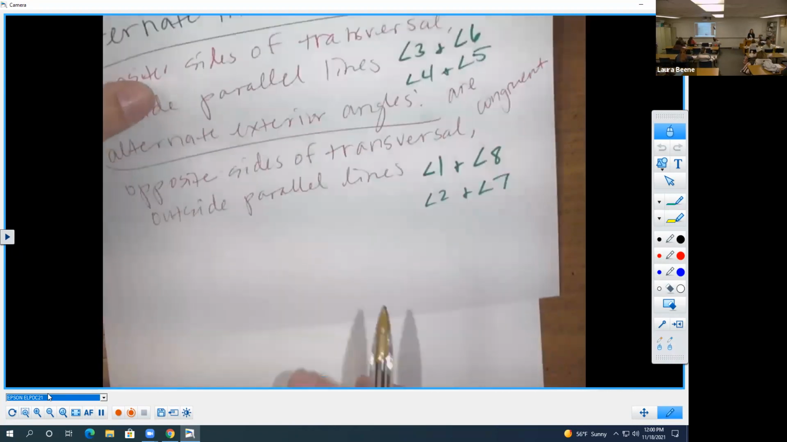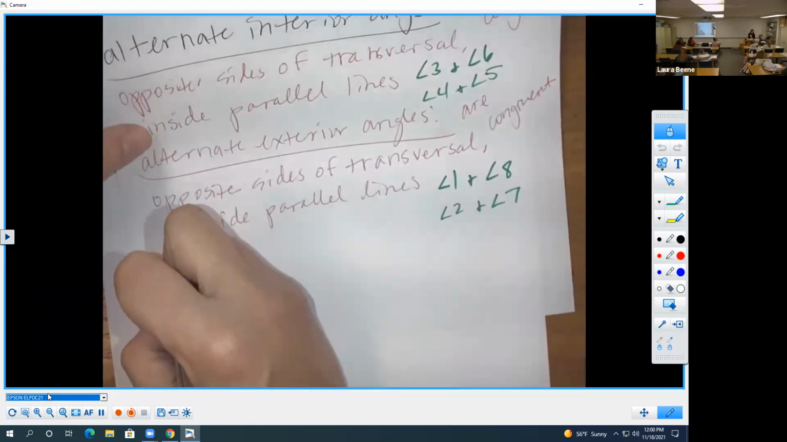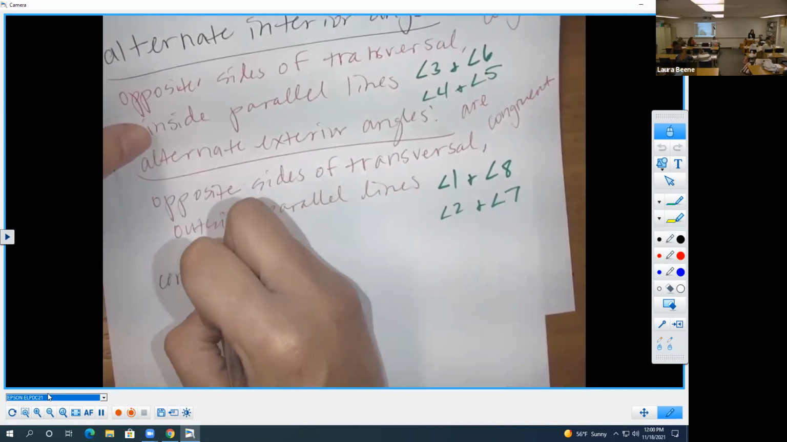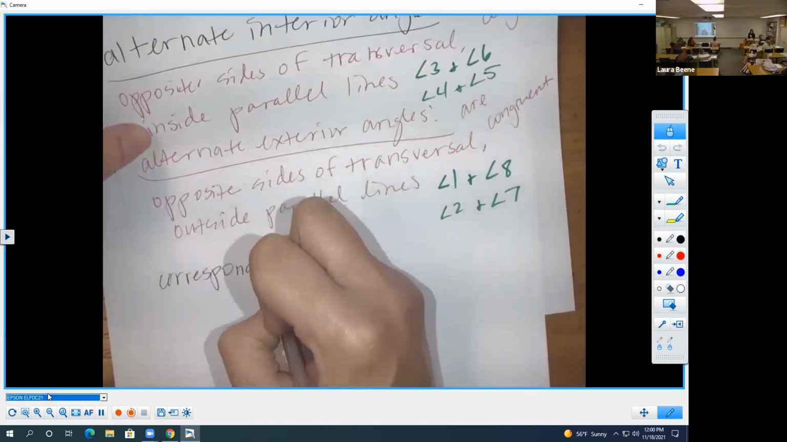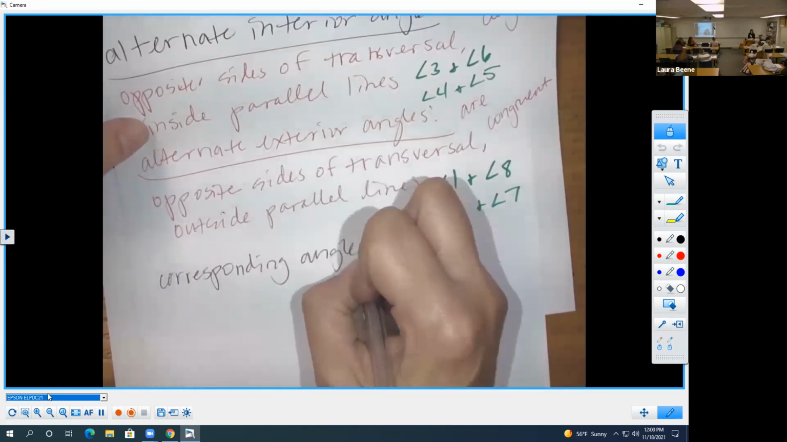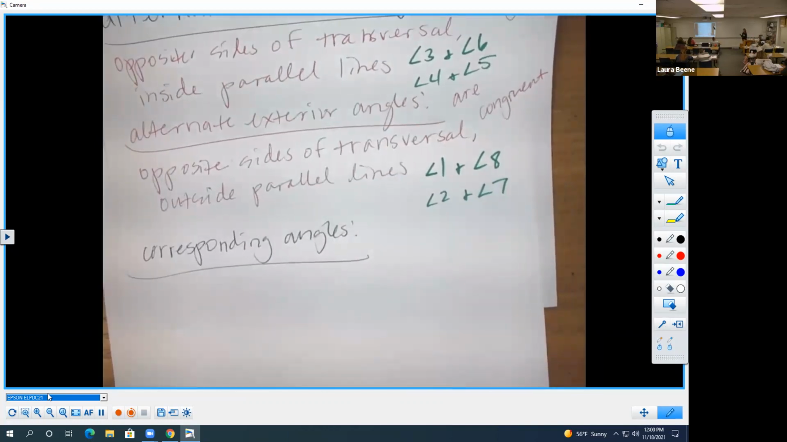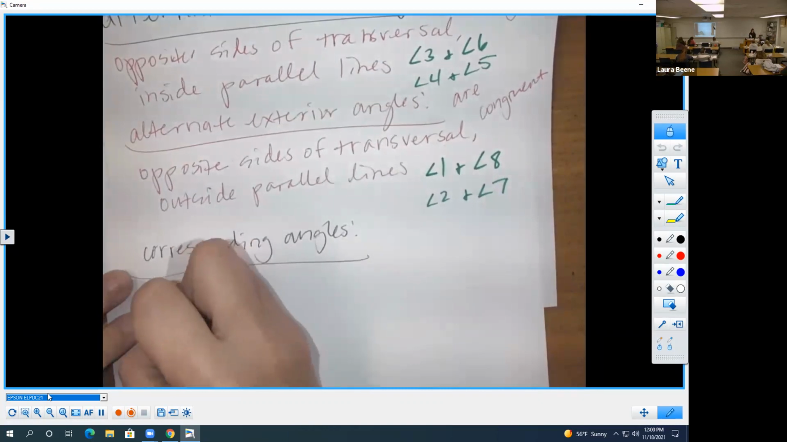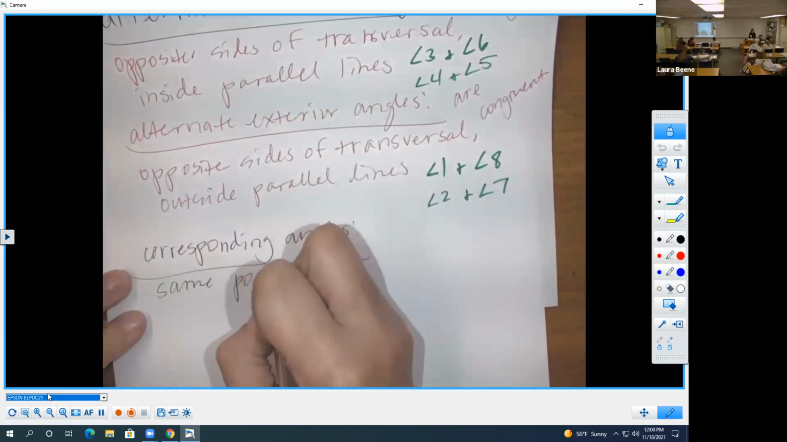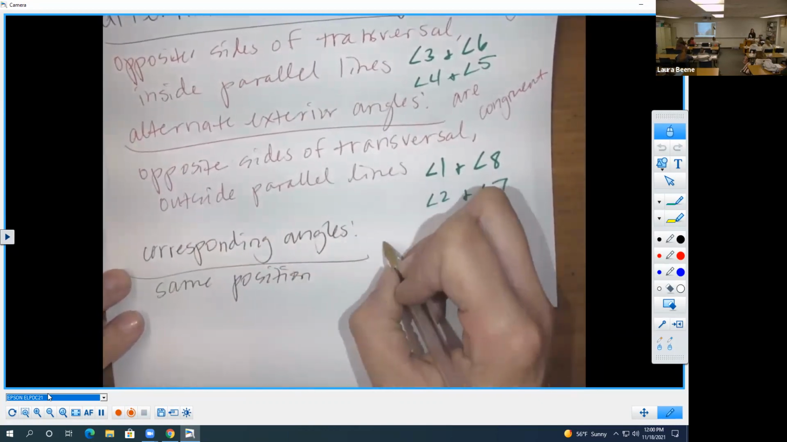Okay, there's 2 other ones. These both start with the letter C. The first one is called corresponding angles. You're going to geometry. This one's super important. It's how you prove all the rest of them, with corresponding angles. What does corresponding mean? Same position. So these are angles that are in the same position. Corresponding angles are congruent. Okay, and that should kind of make sense. If they're in the same position, then they should have the same measure.